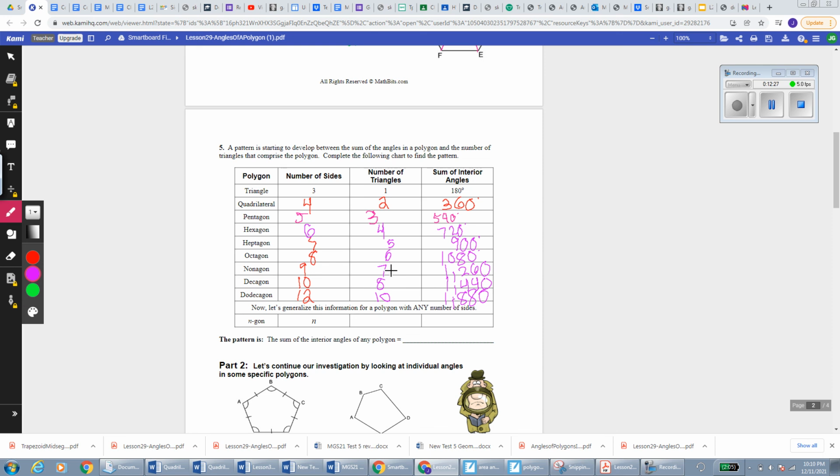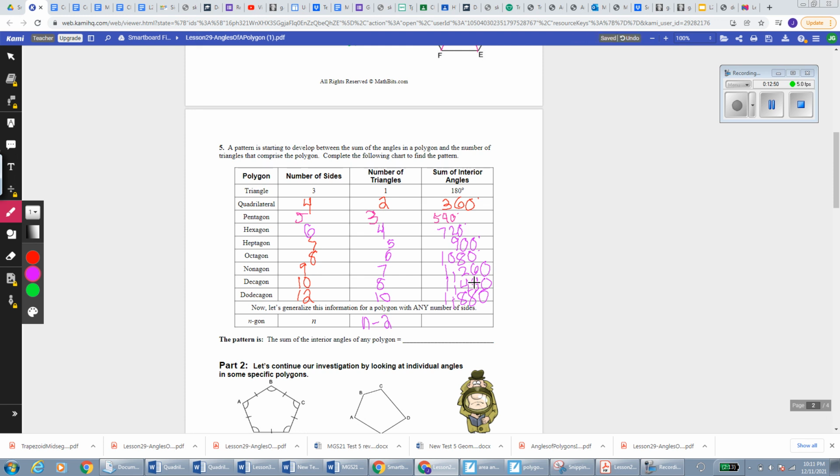In order to find the number of triangles, we took the number of sides and we subtracted 2. 3 minus 2 gave us 1. 4 minus 2 gave us 2. Jump down a bit. 9 minus 2 gave us 7. 10 minus 2 gave us 8. 12 minus 2 gave us 10. So we can represent that as n minus 2.